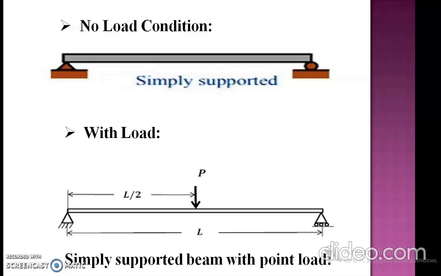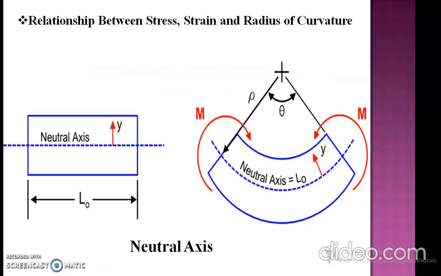P is the concentrated load acting at the center of the beam, exactly half of the length, which is represented by L by 2. L is the total length of the beam. These are the two different conditions of a simply supported beam. We are using a simply supported beam to identify the relation between stress, strain and radius of curvature. Now the next slide represents the neutral axis.